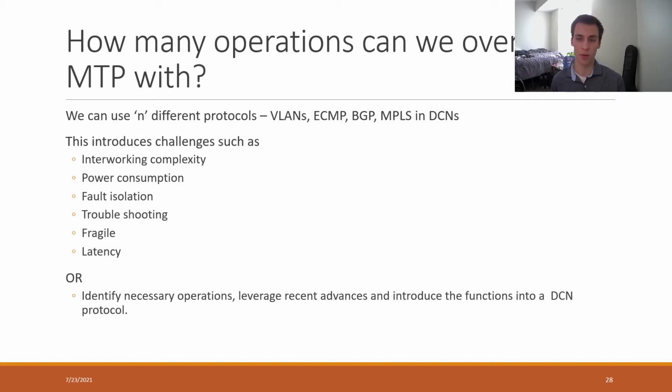So, how many operations can we overload with MTP? DCNs tend to use many different protocols together like VLANs, ECMP, BGP, and MPLS. Due to the intricacy of these protocols, it can introduce challenges like interworking complexity, high power consumption, fault isolation, troubleshooting, a fragile system, and high latency. With MTP, we are taking the functionality needed for DCNs out of these protocols and isolating them into one, therefore mitigating these errors.